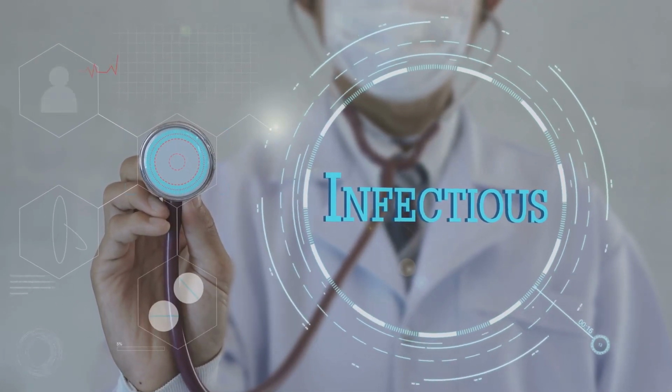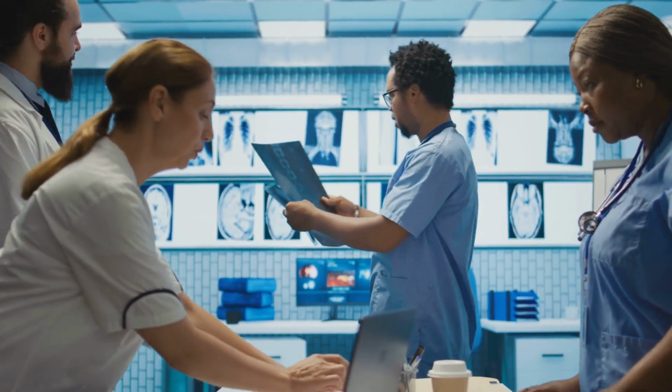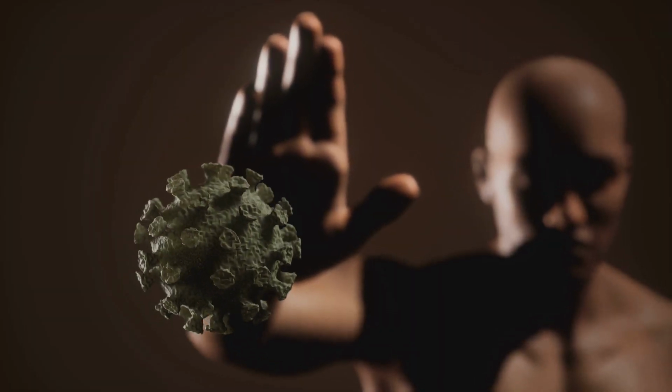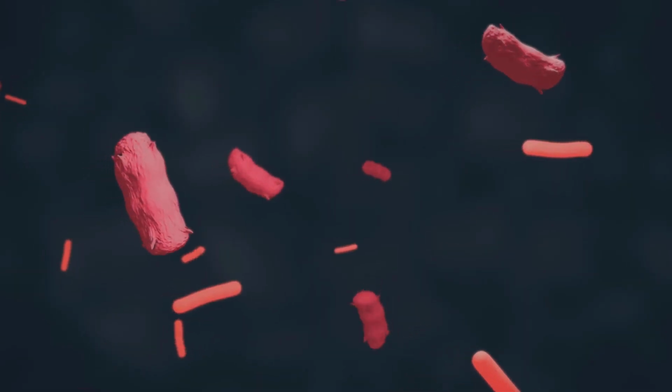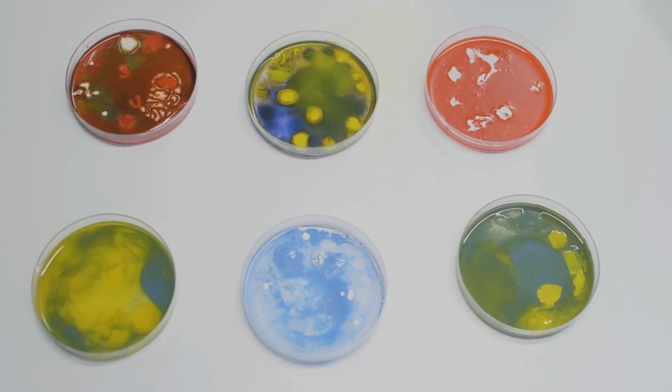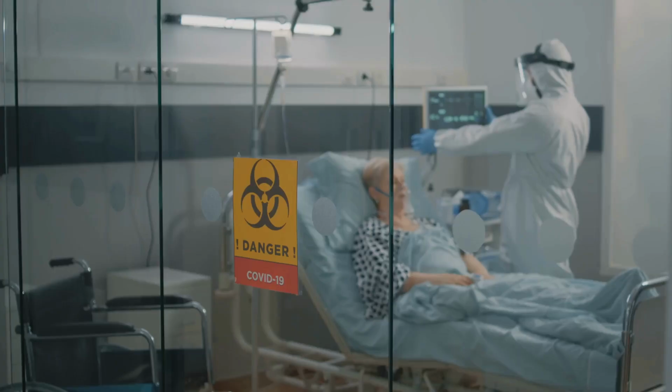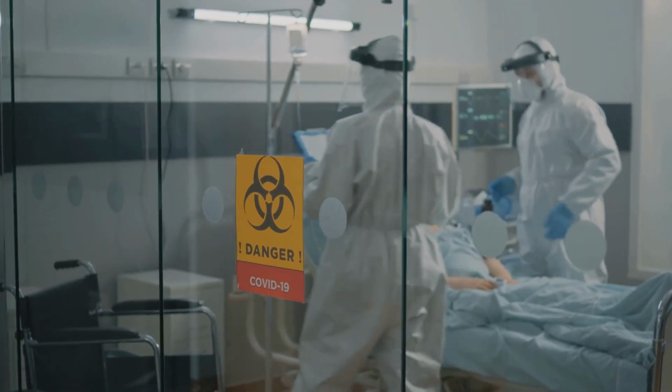Think of infection spread like a chain. Each link in the chain is a step in the process. To stop the spread of infection, we need to break the chain. How does this chain work? First, there's the infectious agent. This is the germ that causes the infection. Next, there's the reservoir. The reservoir is where the germ lives and multiplies. This could be a person, an animal, or even the environment.